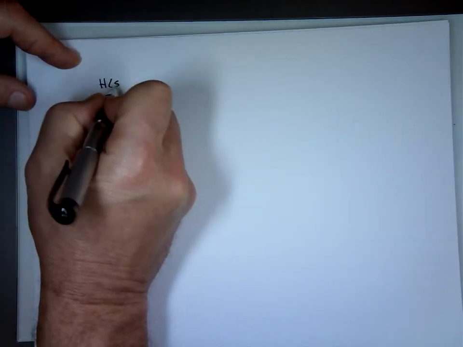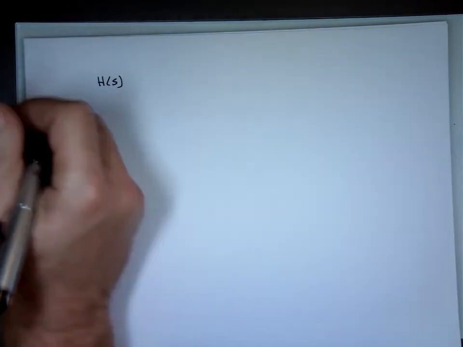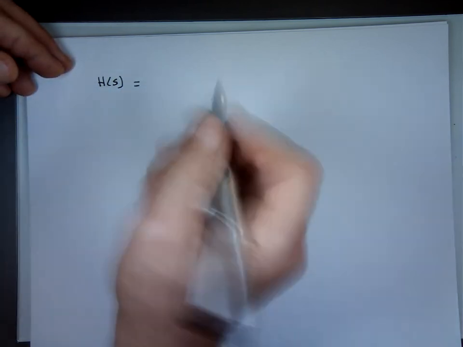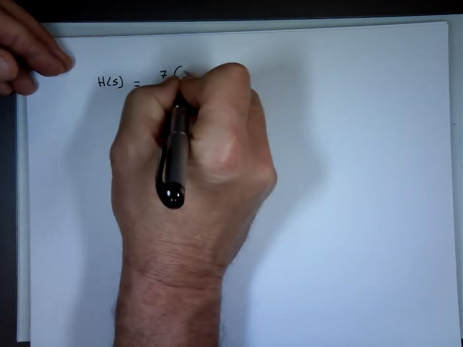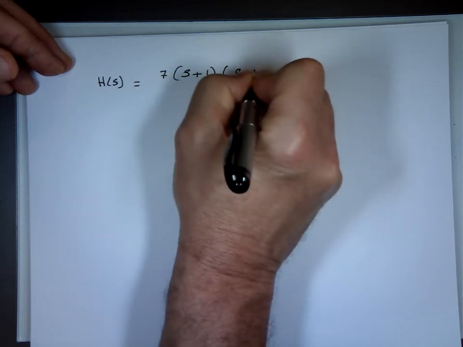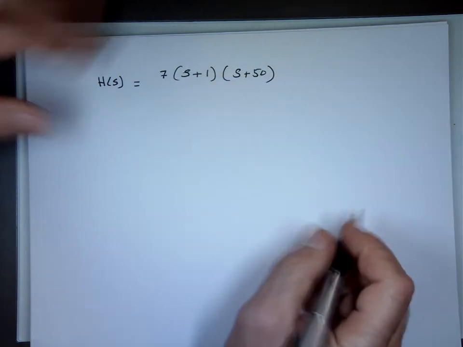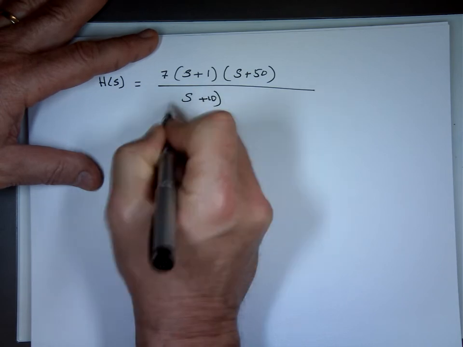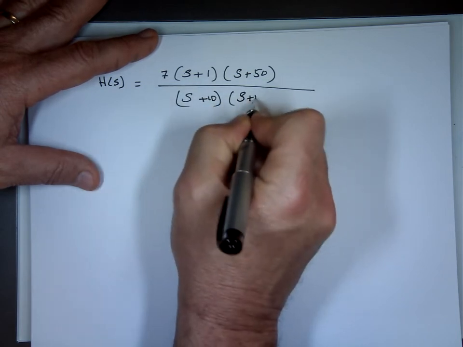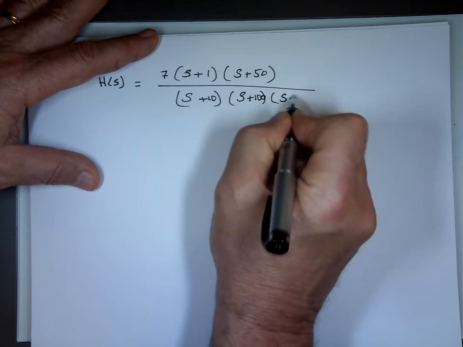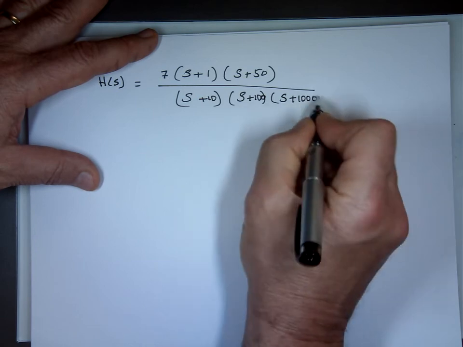So this is, the S means the S J- domain, right? Correct. JW. We just lazy the JW 2 letters, we use S. So let's say it's equal to 7 times S plus 1, S plus 50, over S plus 10, S plus 100, S plus 1,000, S plus 10,000.